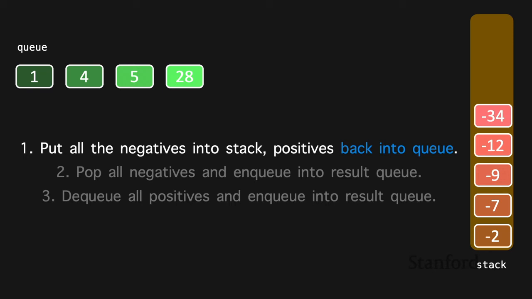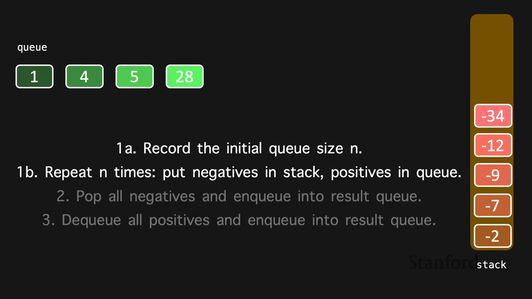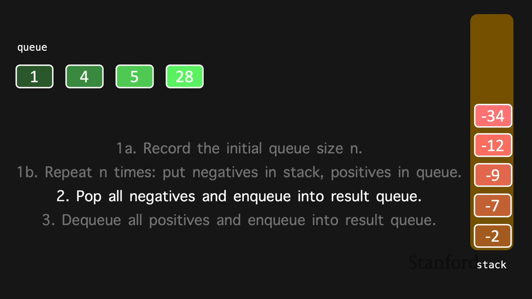Any questions? Okay, so here we can just record the size of the queue, n, and then repeat this process n times. Do we have to do anything to change our second step?